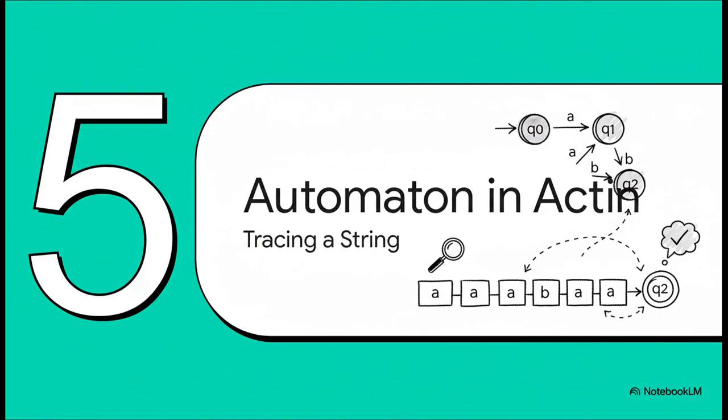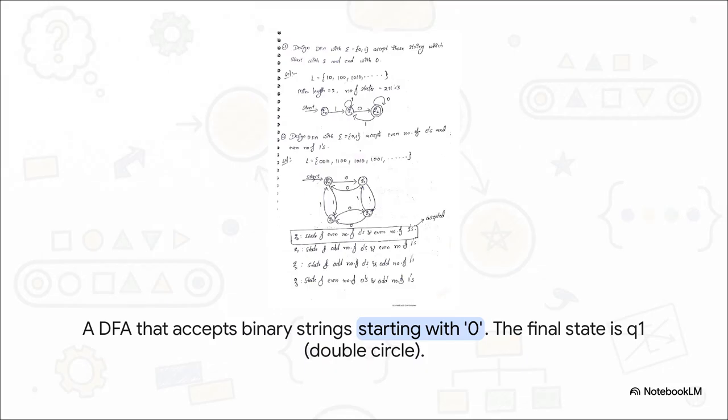Okay, theory is great, but let's actually see how this works. We're going to take a simple DFA and trace an input string through it step by step to make this all crystal clear. So here it is, a simple DFA. Its entire purpose in life is to accept any binary string that starts with a 0. You can see the start state, Q0, has an arrow pointing to it from nowhere. And the final or accepting state, Q1, is the one with a double circle. So let's test it with the input string 010.